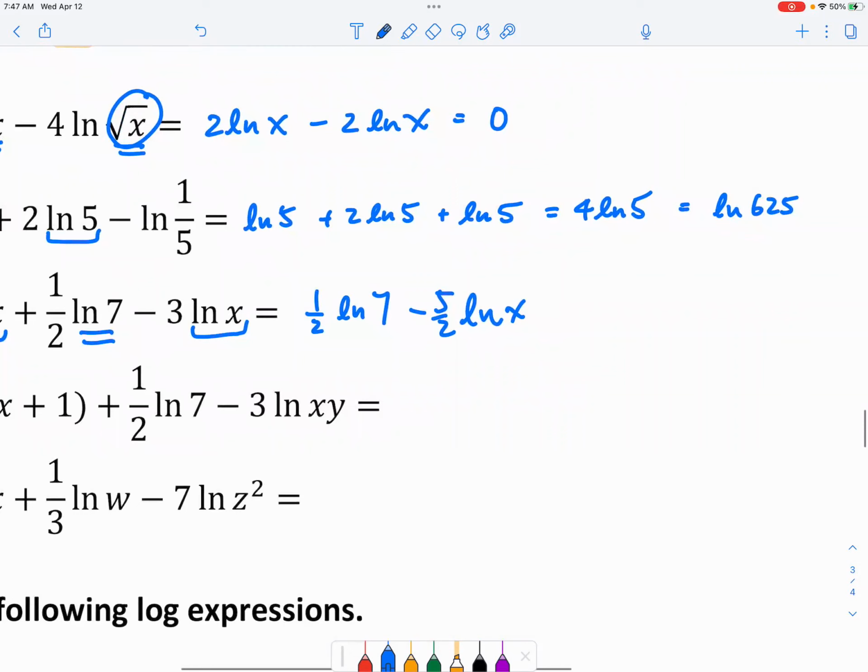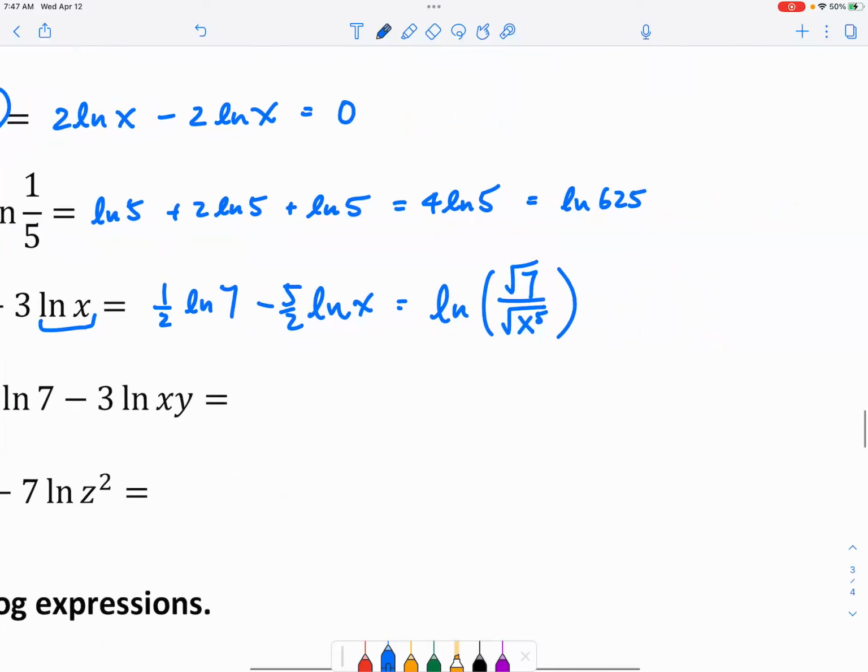Okay, and then you have to combine them into a single log. So natural log of what over what? So we'll say it is natural log of square root of 7 over square root of x to the 5th power. Okay. If you leave it like this, I'm happy.